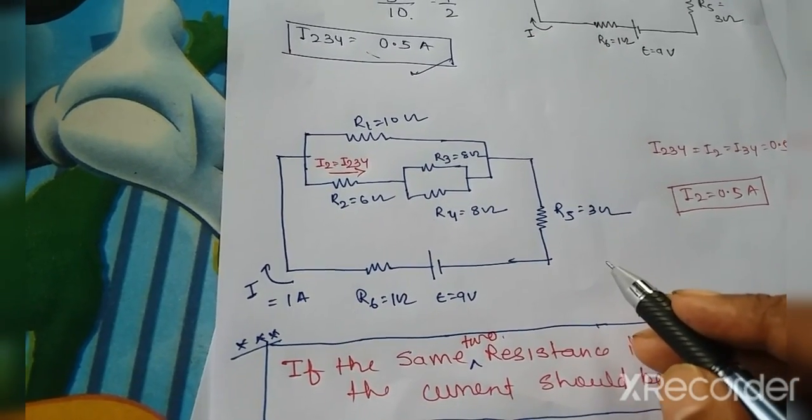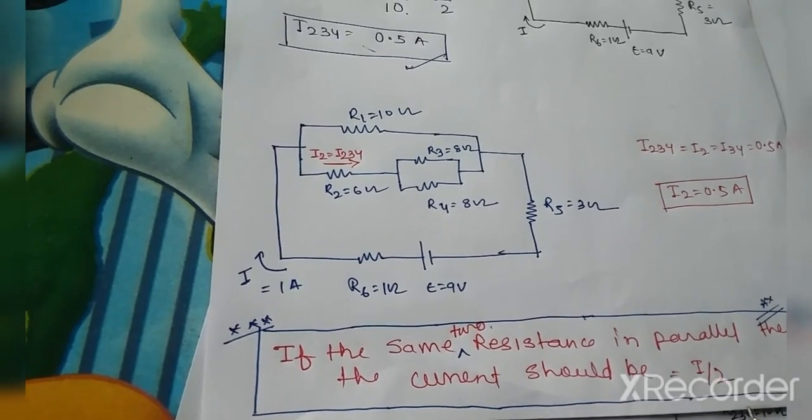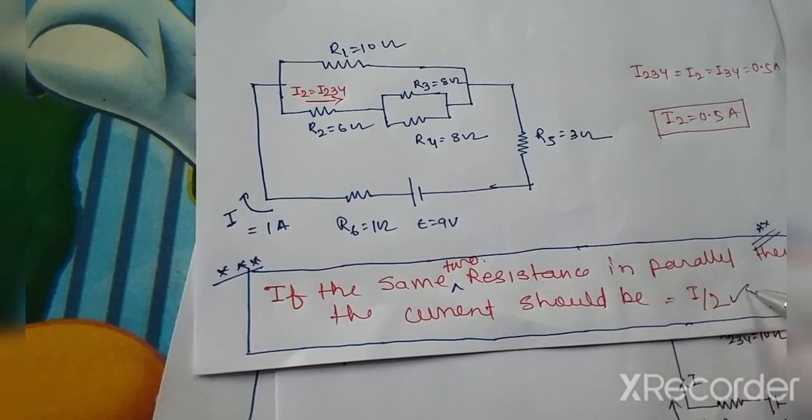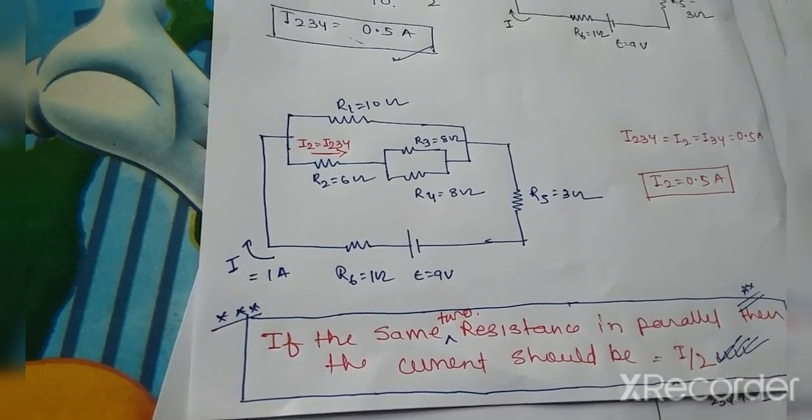One note here: if two equal resistances are in parallel, then the current should be I by 2. Please remember this, I by 2. It will give many answers quickly in the short form in MCQ questions.